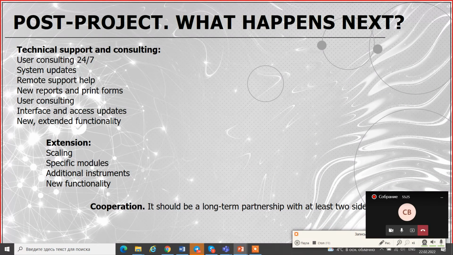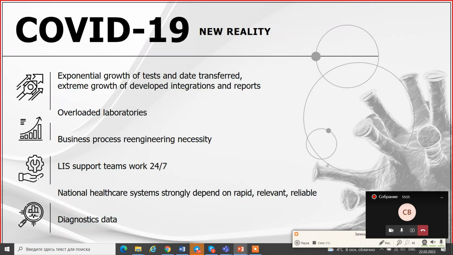And the post-project, of course, because you have worked hard, you have done the brilliant IT project, you have installed the LIS system in your lab. Now you have to live with it for the rest of your life, maybe. You have the user support, the system updates, the help, the pricing for all this, different plans, etc. And you must choose a system you are able to live with in the end.